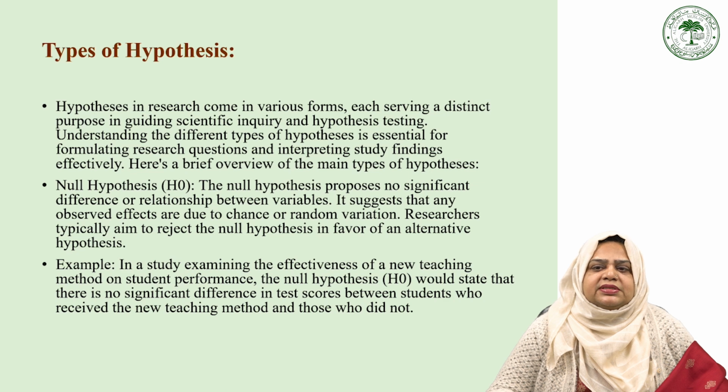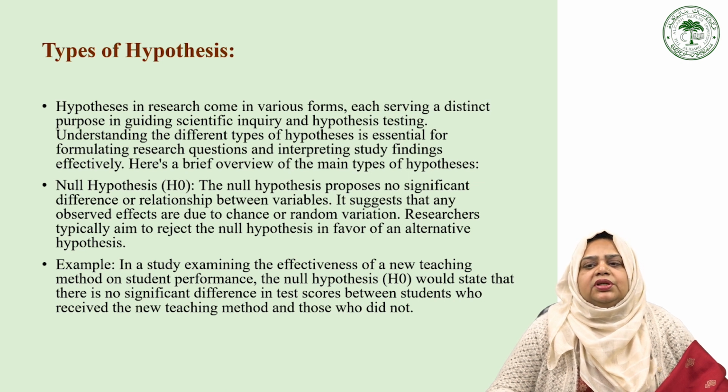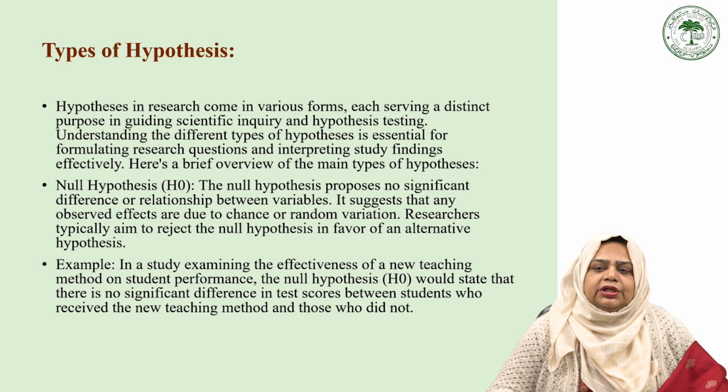To illustrate this concept, let's consider an example where we are investigating the impact of a new teaching method on student performance. In this case, the null hypothesis, that is H0, would state that there is no significant difference in test scores between students who received the new teaching method and those who did not. This means that any disparities in performance can be attributed to chance rather than the teaching method itself.